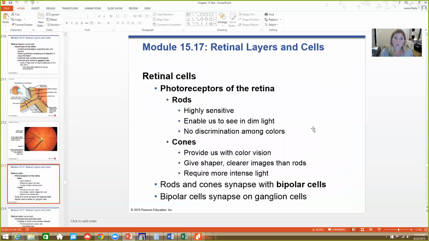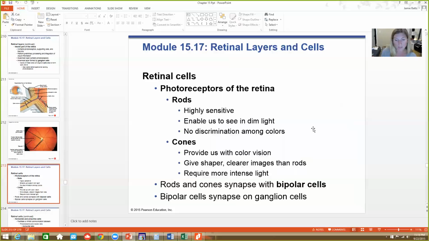So let's talk about those retinal cells. The photoreceptors are rods and cones. You may have heard of that before. The rods are highly sensitive. They enable us to see in dim, low lit settings. There's no discrimination against colors in rod vision. It's all just gray, black, and white. Cones provide us with color vision. They give a very clear image and they require more intense light.